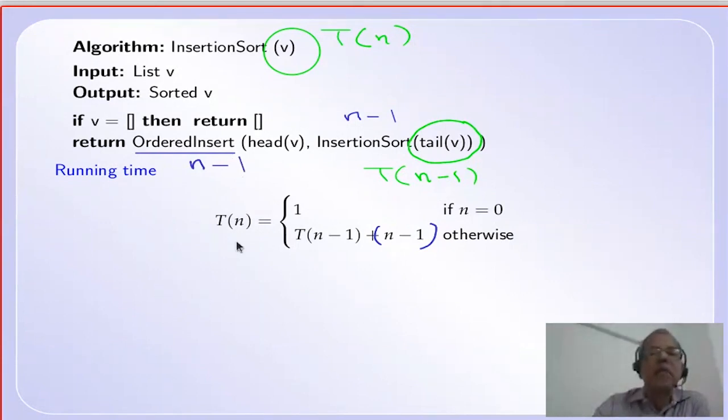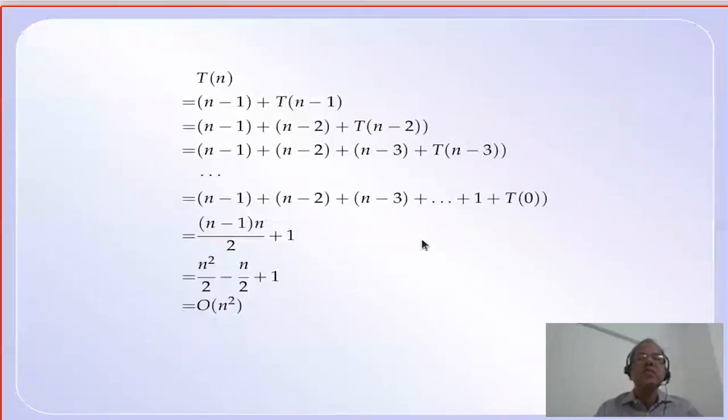Therefore, the recurrence relation is T of n is equal to 1, constant time, if n is equal to 0, where V is an empty list. Otherwise, if n is greater than 0, the running time is T of n minus 1 plus n minus 1. Now, we have a very simple method for solving recurrence relations. We call that unrolling. Can you unroll it? T of n is equal to n minus 1 plus T of n minus 1. Unroll one time. Okay, then unroll T of n minus 1.